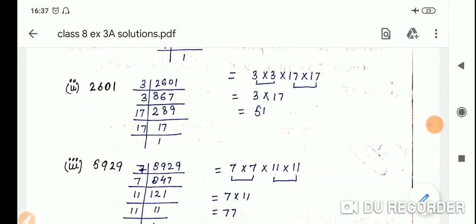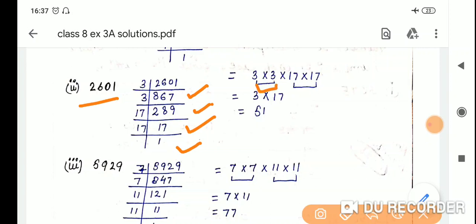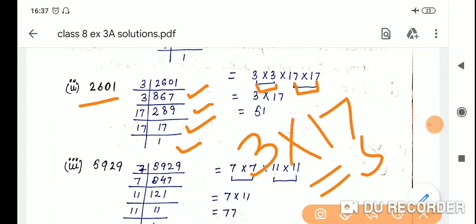Now coming back to our question, that is 2601. So 2601 का 3 से गया 867 times, then again 3 से गया 289 times, 17 से गया 17 times and 17 से गया 1 time. So 3 is having a pair and 17 is having a pair. So 3 into 17 is equal to, 17 3 से कितना होता है, 51. So 2601 is a square of 51. Okay, you have got the answer.